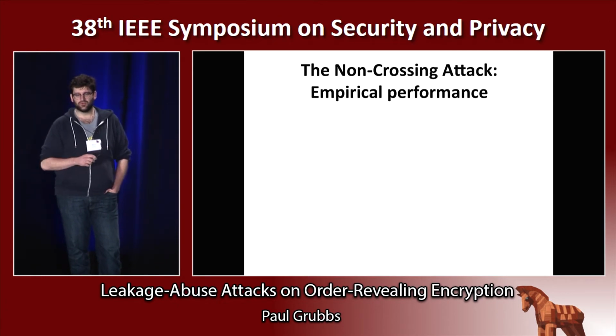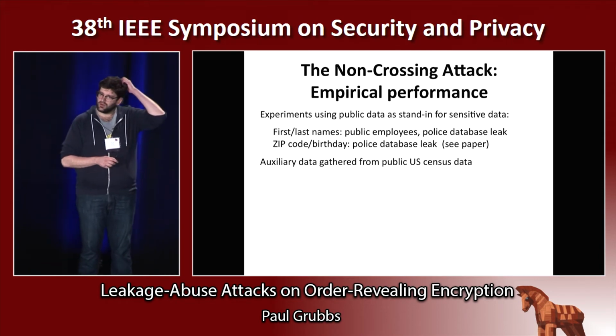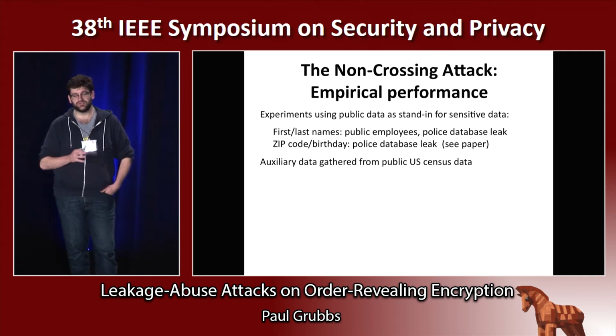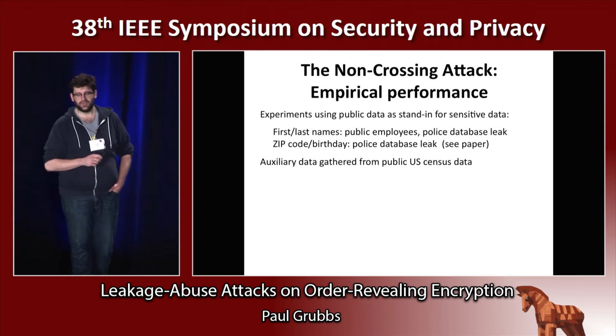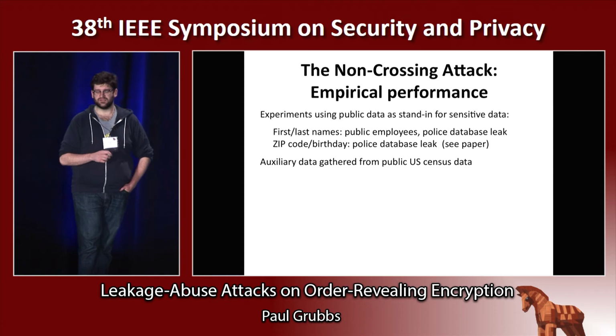To test the empirical performance of this attack, we used public data as stand-ins for the kinds of sensitive data people want to encrypt. For first names, we used about a dozen data sets of public employees drawn from, I think, a few different states and maybe one federal database, as well as a database of police officers that was leaked last year. And we also did attacks on zip codes and birth dates, and for this we only had one data set, which was the police database leak.